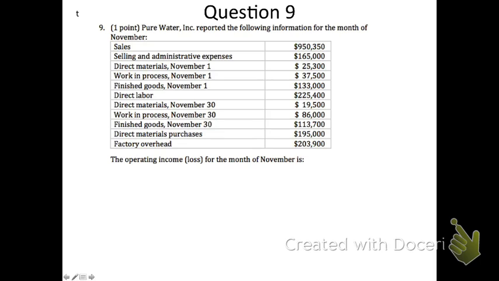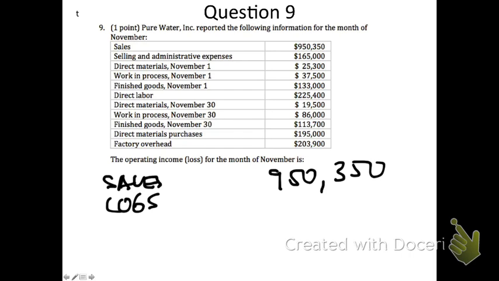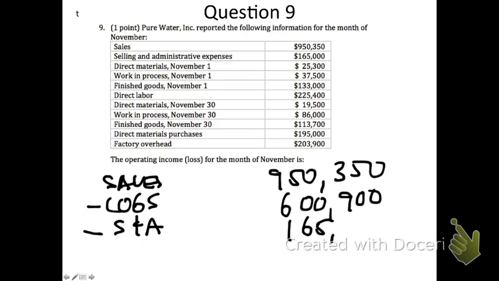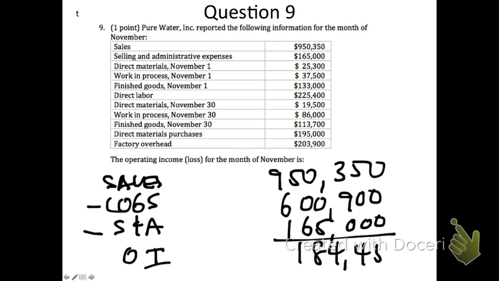So we're going to use that information. So now we have sales. Sales is 950,350. We just determined cost of goods sold, which was 600,900, minus our selling and administrative, which is 165,000. So operating income has to be 184,450.